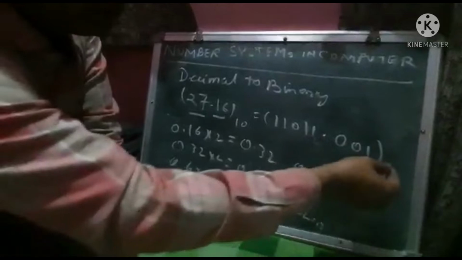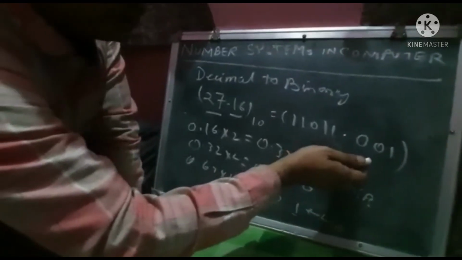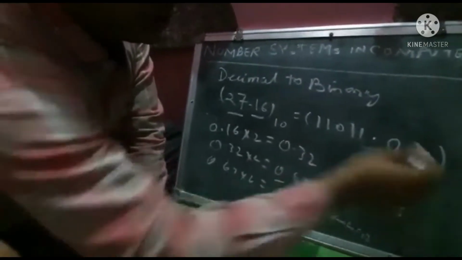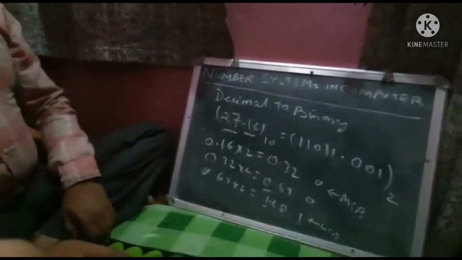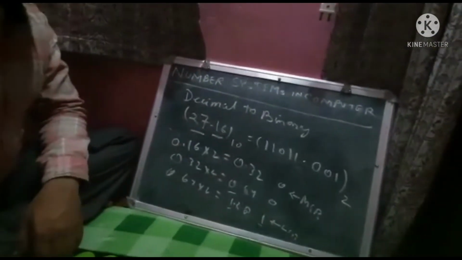So we get the number as 001. We write from most significant bit to least significant bit from left to right. So this is the equivalent result in binary of the fractional part. So this we get in the fractional part.